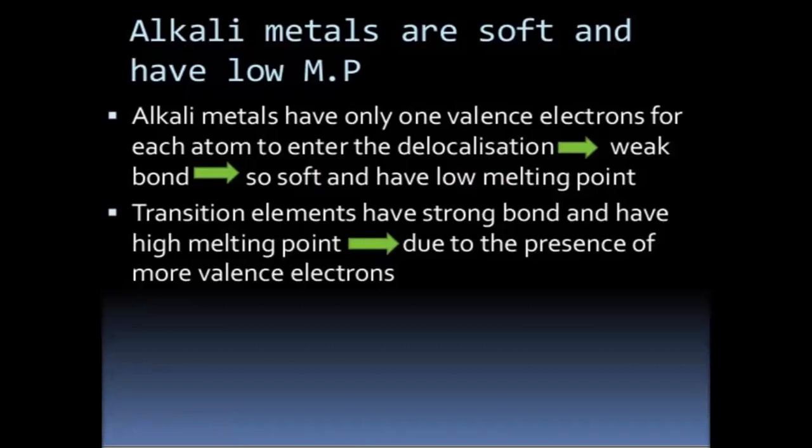Now, coming to the alkali metals, another characteristic which can be explained is that alkali metals are soft and have low melting points.